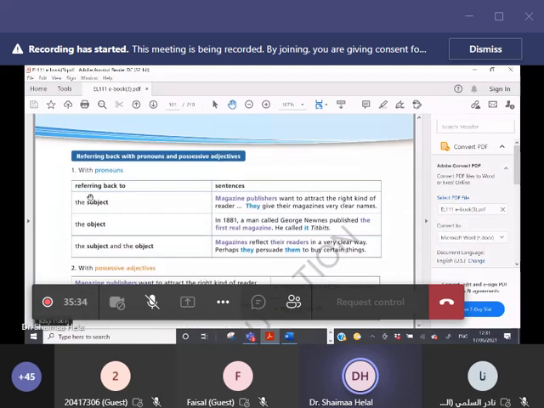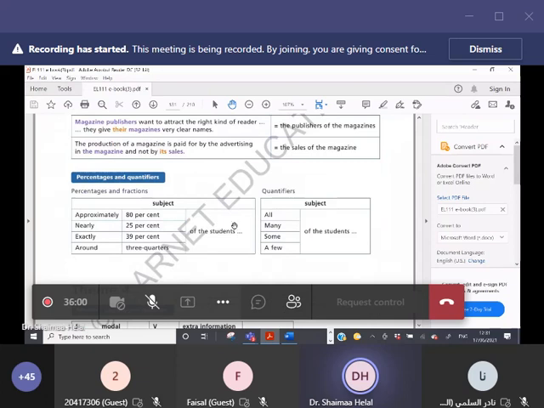And then we are referring to pronouns, and that we are using them in order to refer back to something in the sentence, instead of repetition. Instead of saying magazine publishers give their magazine and then repeating it again, I'm just going to refer back to the subject by using the pronoun they. Okay?